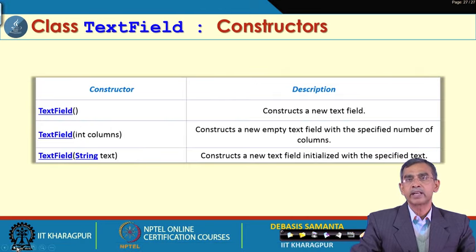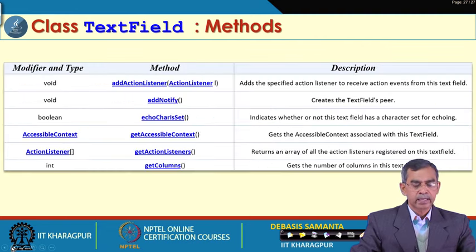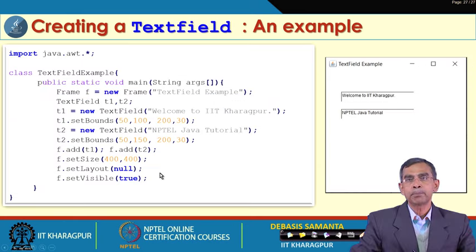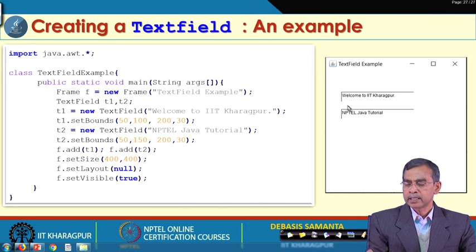Again, there is a class called TextField that is defined in the components as a subclass of the Component class. It has 3 constructors and then a few methods are there, and this is an example you can test, how 2 text fields like this one and this one can be used.